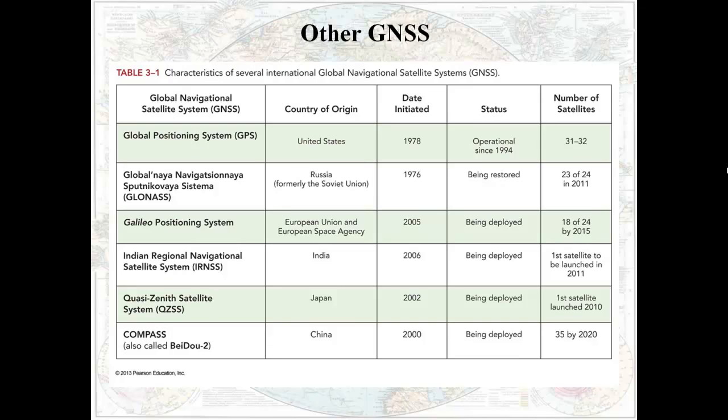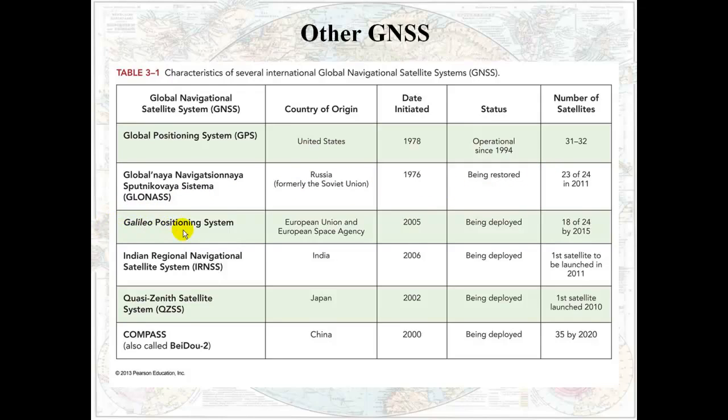Okay, the United States isn't the only country that has a global navigation system. The GPS system is from the United States. The GLONASS is from Russia. You can see that this is being restored. I'm not quite sure how up to date this chart is.